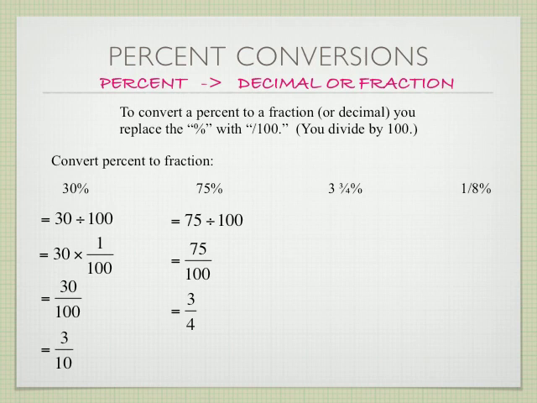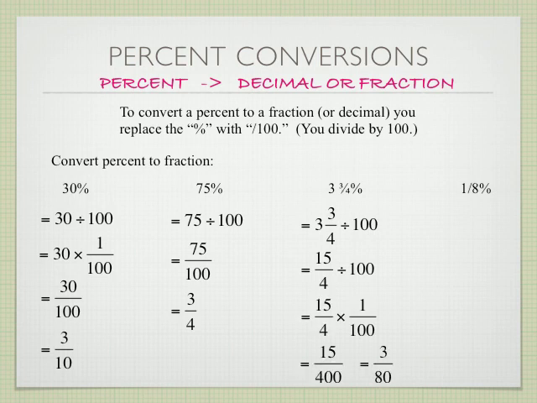3 3/4%. Well, remember, if I'm working with numbers mathematically, it's easier to do it as an improper fraction. So I take 3 3/4 and convert it to an improper fraction by 3 times 4 is 12, plus 3 is 15. Now divide it by 100. So that's 15 over 400, which simplifies to 3 over 80. 1/8 of a percent is just 1 over 800. That's how you convert a percent to a fraction, but that's almost never how we're actually going to do it. We are 9 times out of 10 going to convert it to a decimal instead. So let's look at those.